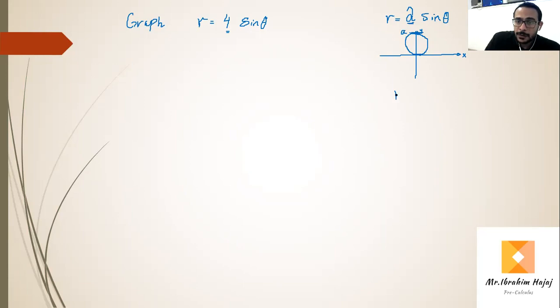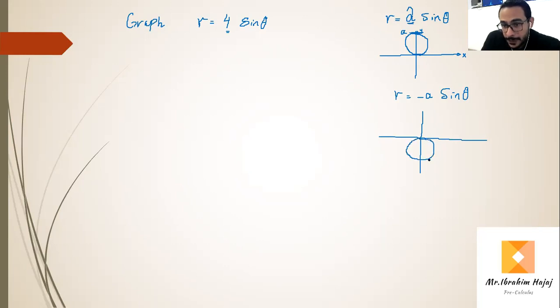And if it's r equals negative a sine theta, your circle will be below the x-axis, like this, down to here, which is a also. Like -4, I'm going to move down 4 units. So this is the x-axis and here's the y-axis, and your circle will be below the x-axis.